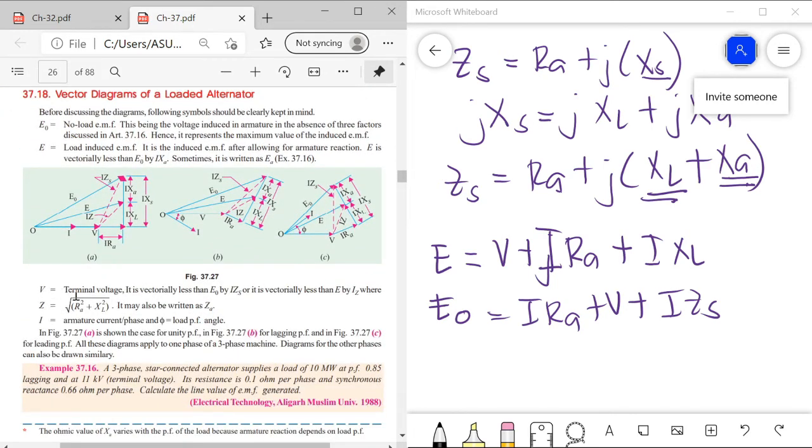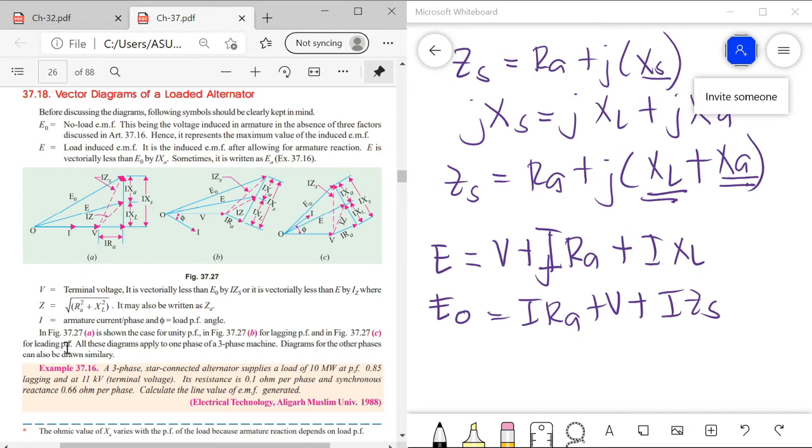V is the terminal voltage. It is vectorially less than E0 by IZS, or it is vectorially less than E by IZ, where Z is equal to the square root of RA squared plus XL squared. It may also be written as ZA. I is the armature current per phase, and phi is the load power factor angle.